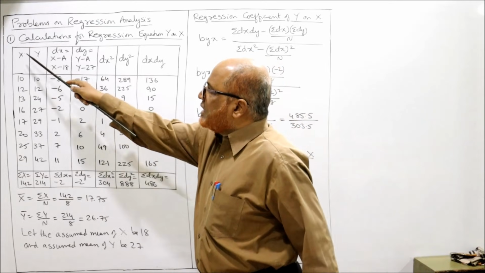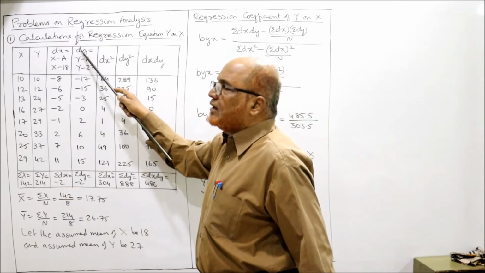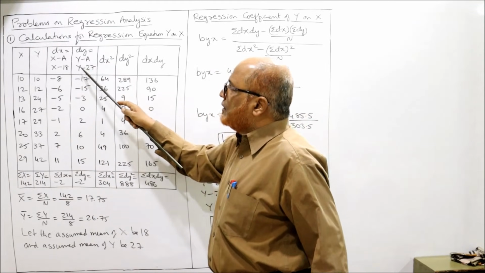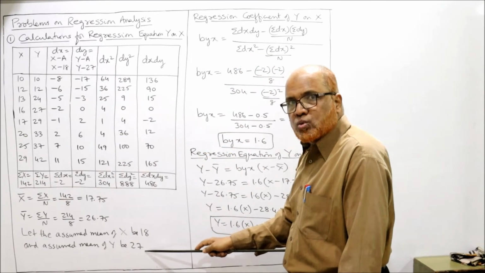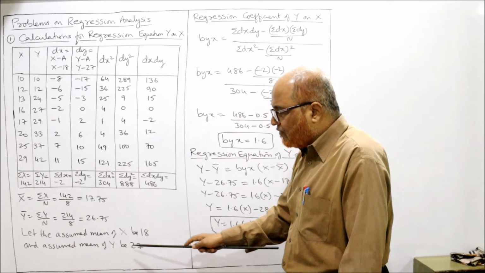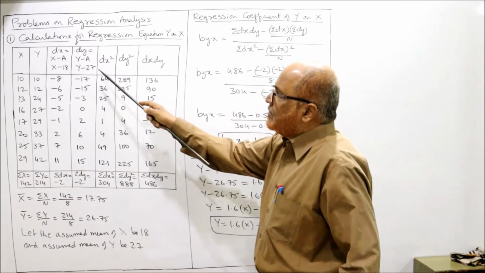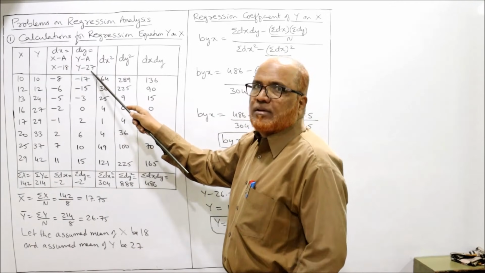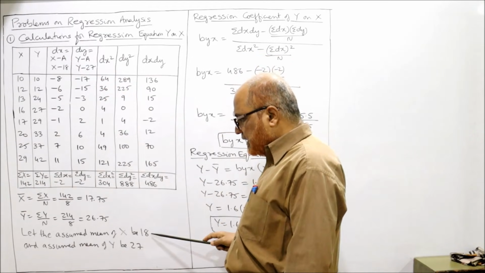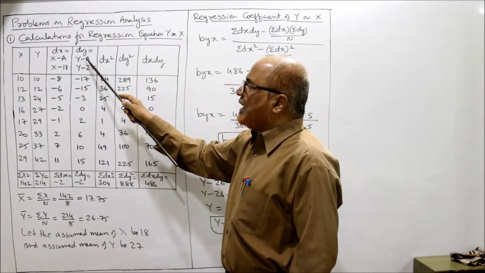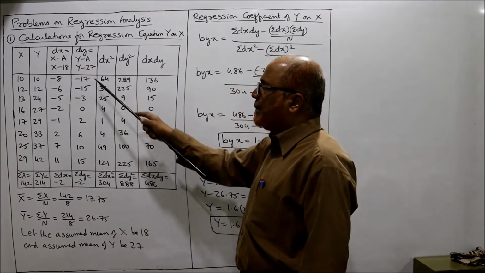And x values are here. Similarly, dy. Y minus a. So y minus dy. Dy, how much is the a value here? 27. Assumed mean of y is 27. So y minus 27. So for dx it is x minus a, x minus 18, this one. And for dy it is y minus a, y minus 27.